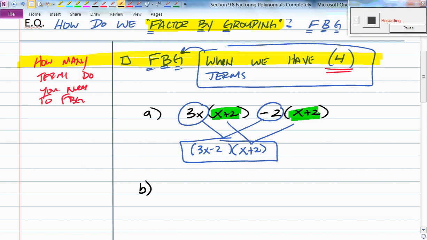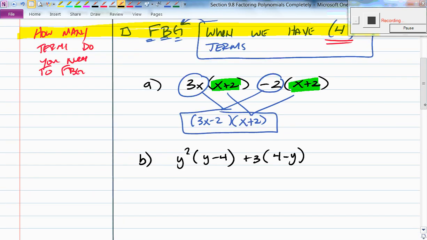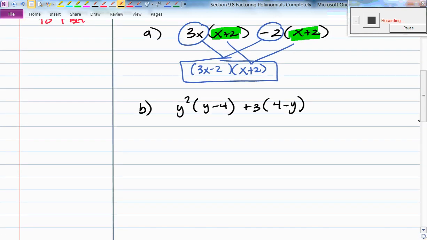Let me give you another one really quick. See if you can catch on. So if I gave you y squared times y minus 4 plus 3 times 4 minus y. Okay, so now take a look at this one. Looks a little different, right? Are these the same? Is this piece the same as this piece? Look carefully. Are they the same? No, they're not the same. But is there something that you could do? Could you multiply to make them the same?